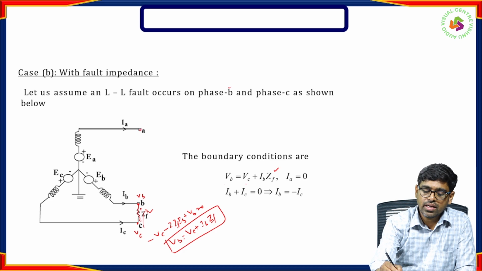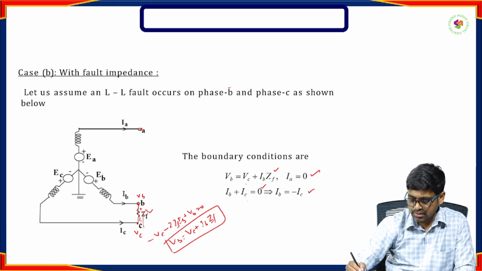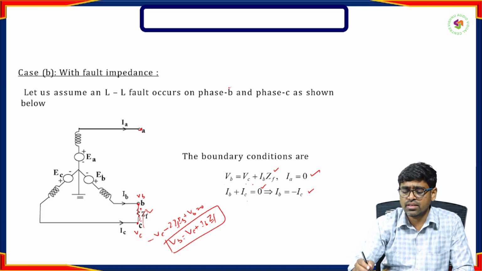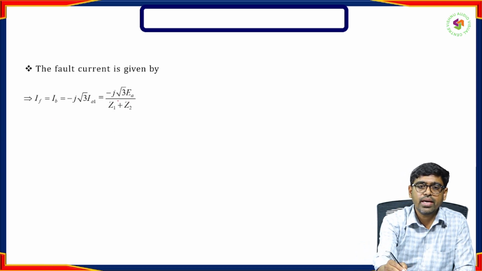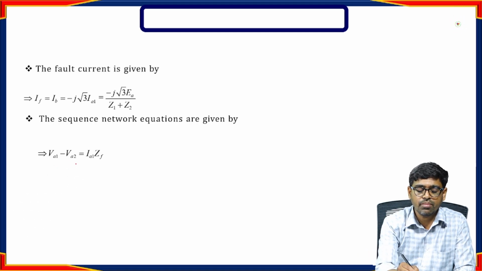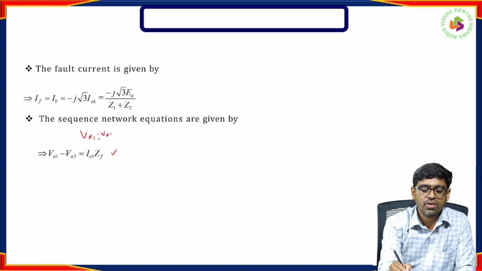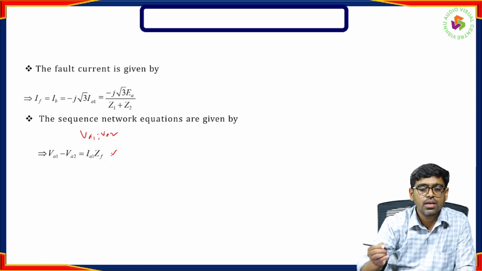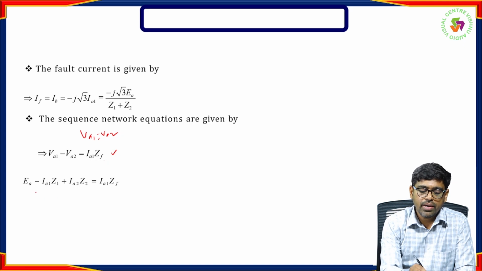IA is open circuited, so IA is 0, and IB plus IC, both currents flowing in the same element, so IB plus IC is 0 and IB equals minus IC. The only thing here is that I added the fault element. The fault current in this case is the same: IB equal to minus j root 3 EA by Z1 plus Z2, and the sequence network equation is VA1 minus VA2 equal to IA1 into ZF. In the previous case VA1 equaled VA2; with fault impedance, VA1 minus VA2 equals IA1 into ZF.